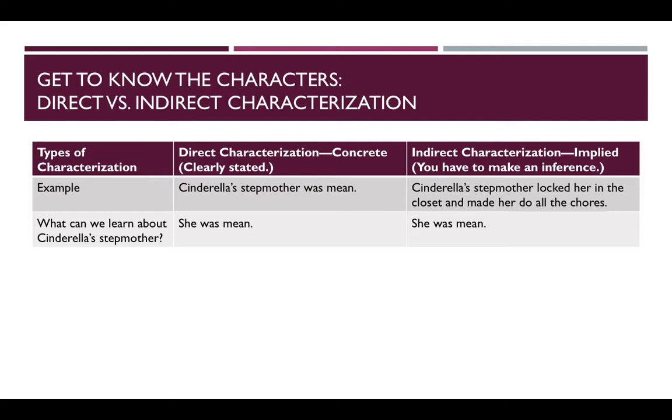However, when an author uses indirect characterization to describe a character, the author implies, and you have to make an inference. Cinderella's stepmother locked her in the closet and made her do all her chores. The author has implied, and we infer, that the stepmother was mean.